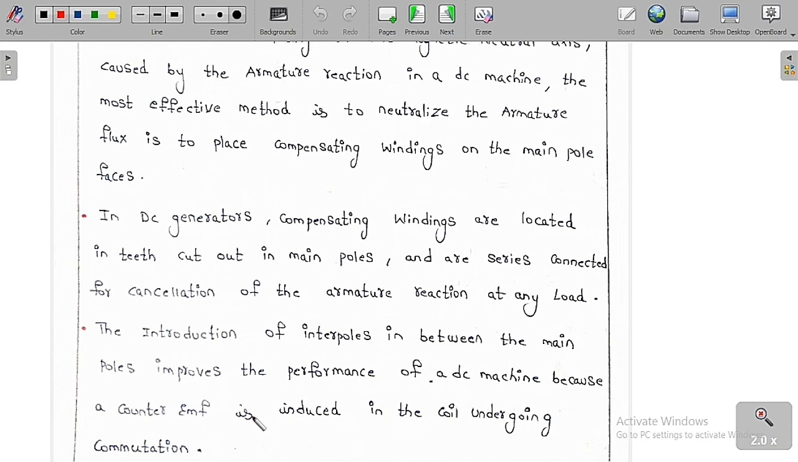We are going to reduce that reactance voltage, so now the current can change fully. In the TC only, it is going to change fully, so no spark is going to occur. So commutation is always successful. Therefore, the introduction of interpoles in between the main poles improves the performance of a DC machine, because a counter EMF is induced in the coil which is undergoing the commutation.